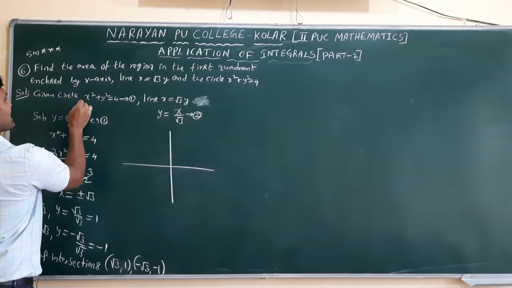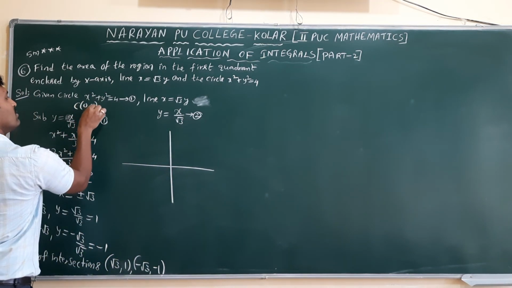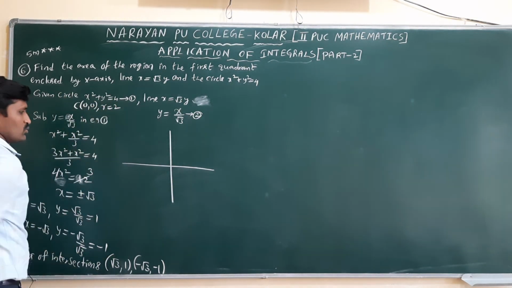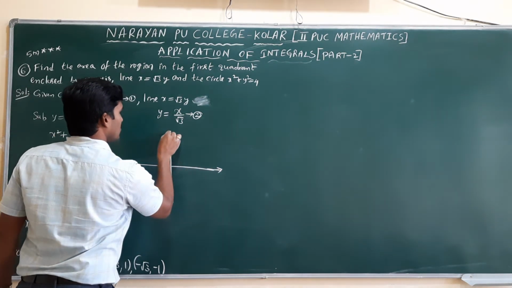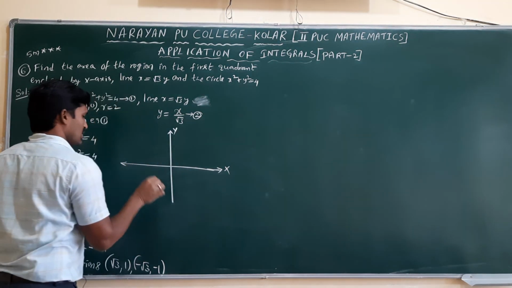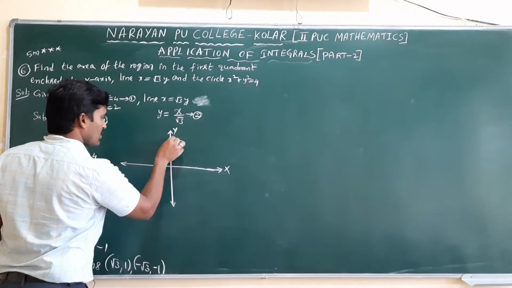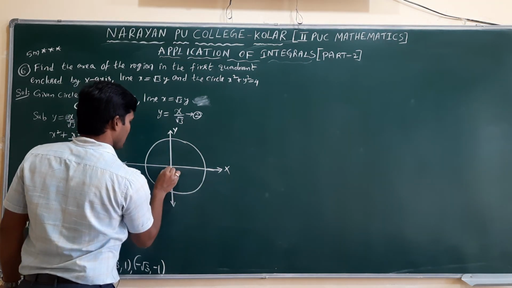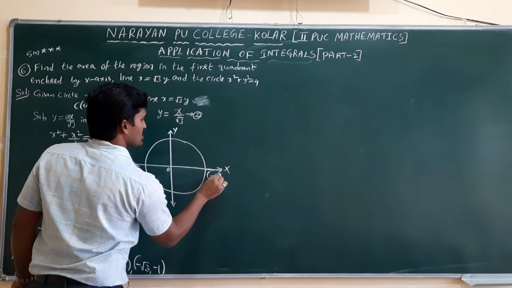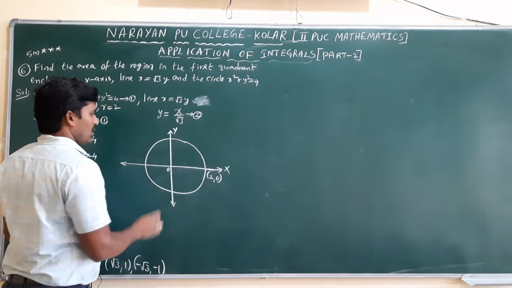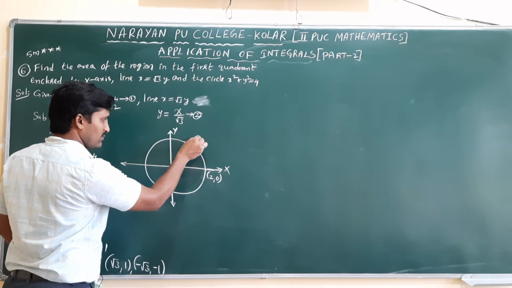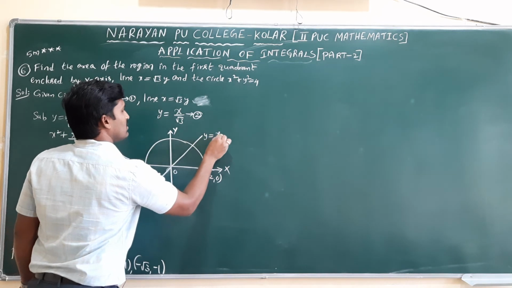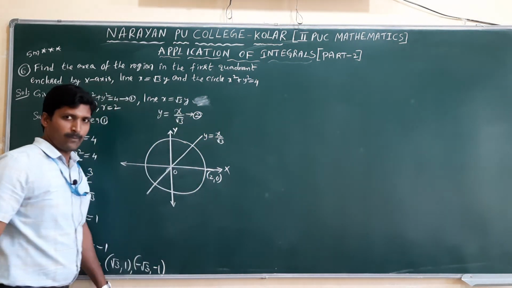Now for this circle, what is the center of the circle? Center is 0 comma 0. Radius: we can write x square plus y square equal to 2 square, so r is 2. Easily we can identify that the circle has its center at the origin and radius 2, so this is the point 2 comma 0. This line is passing through the origin clearly. What is this line? y is equal to x by root 3.